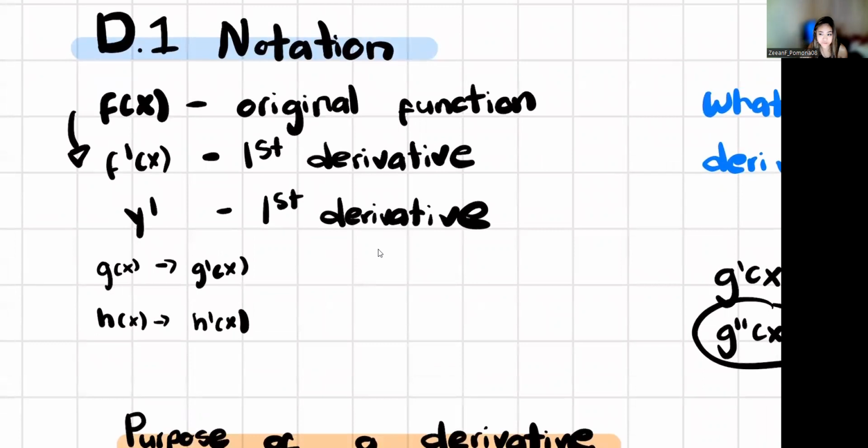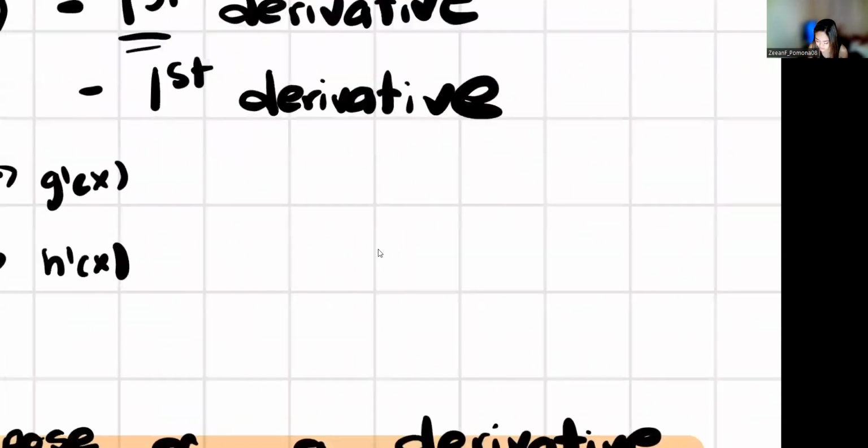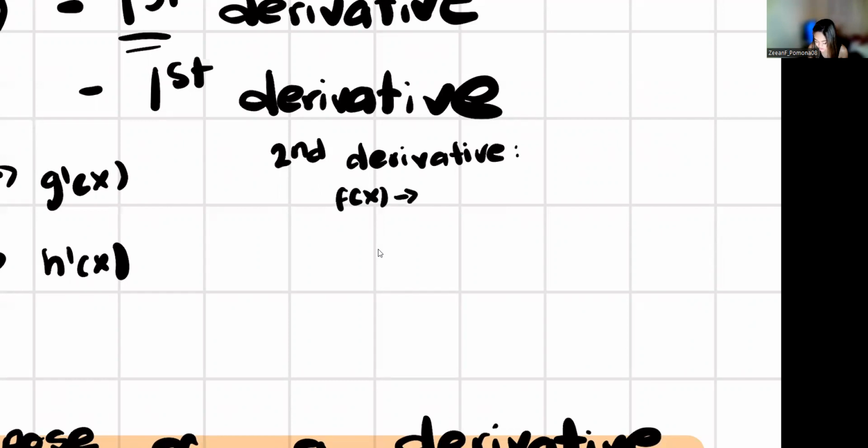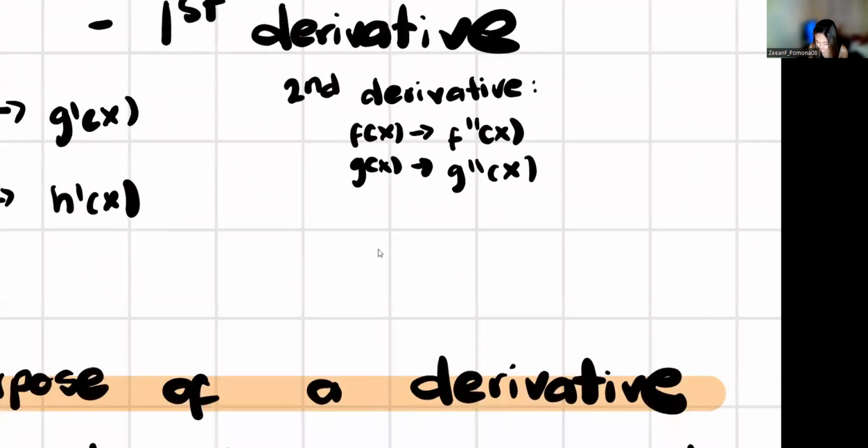It is also imperative to realize that AB and BC will not only ask about the first derivative, they can also ask about the second derivative. So this will be written as follows. For f of x, the second derivative is f double prime of x. For g of x, g double prime of x. Okay, and then the third derivative can be written as such.